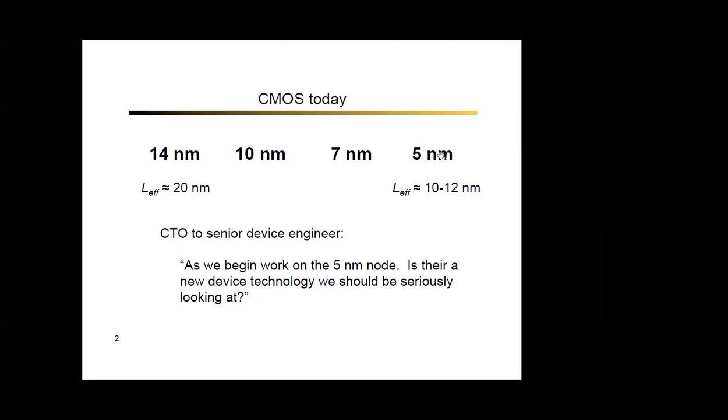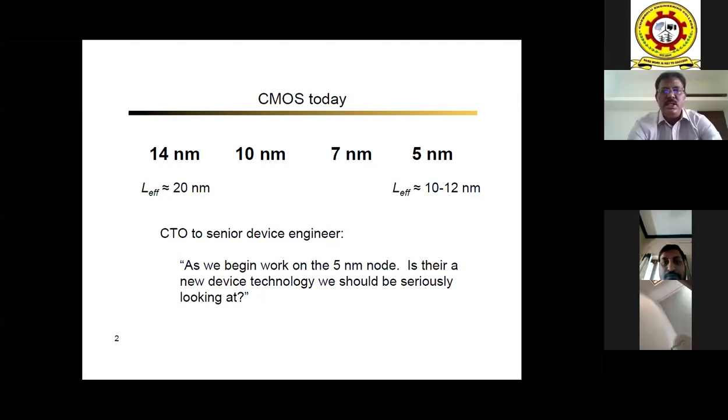Even though it shows 5 nanometers, the effective length is actually 10 to 12 nanometers. The reason behind that is the unit for any design is approximated to 2 lambda, where lambda is your gate length. So the 5 nanometers that we are representing here is with respect to the gate length, and the design unit is 2 lambda, thereby it's actually 10 to 12 nanometers effective length of your design.